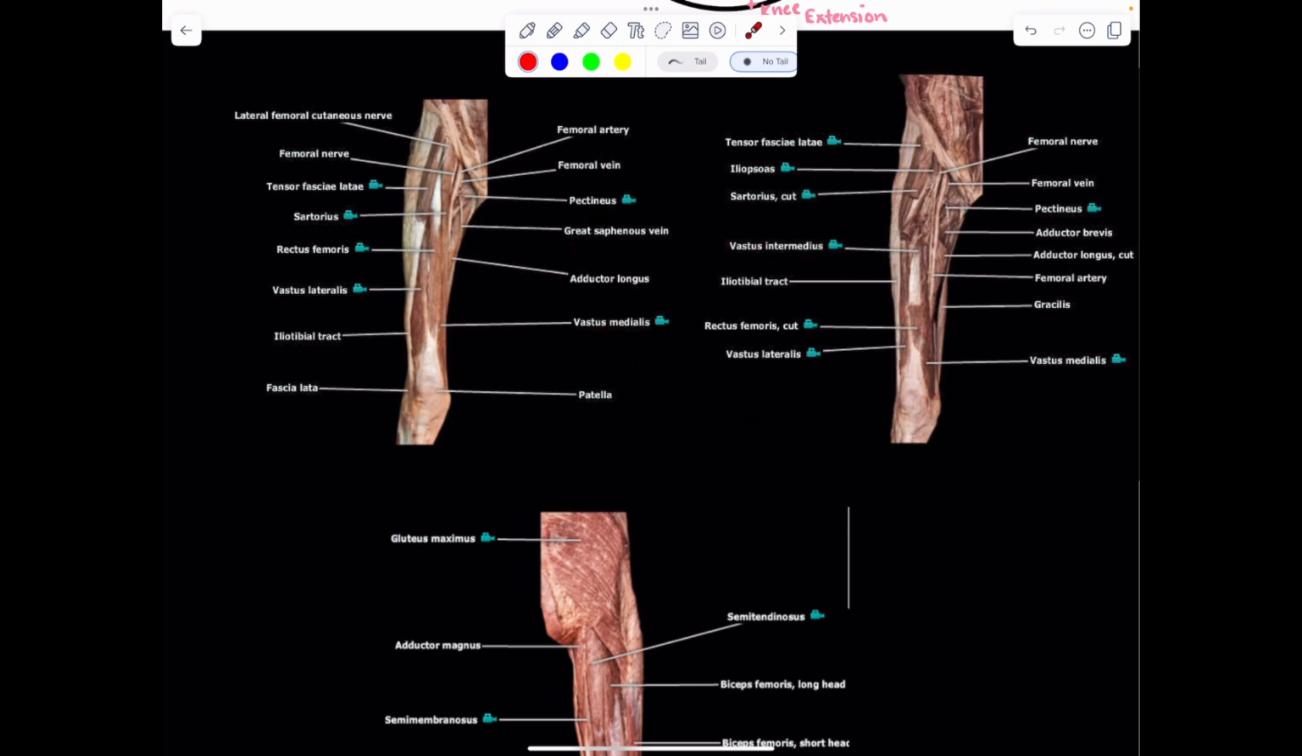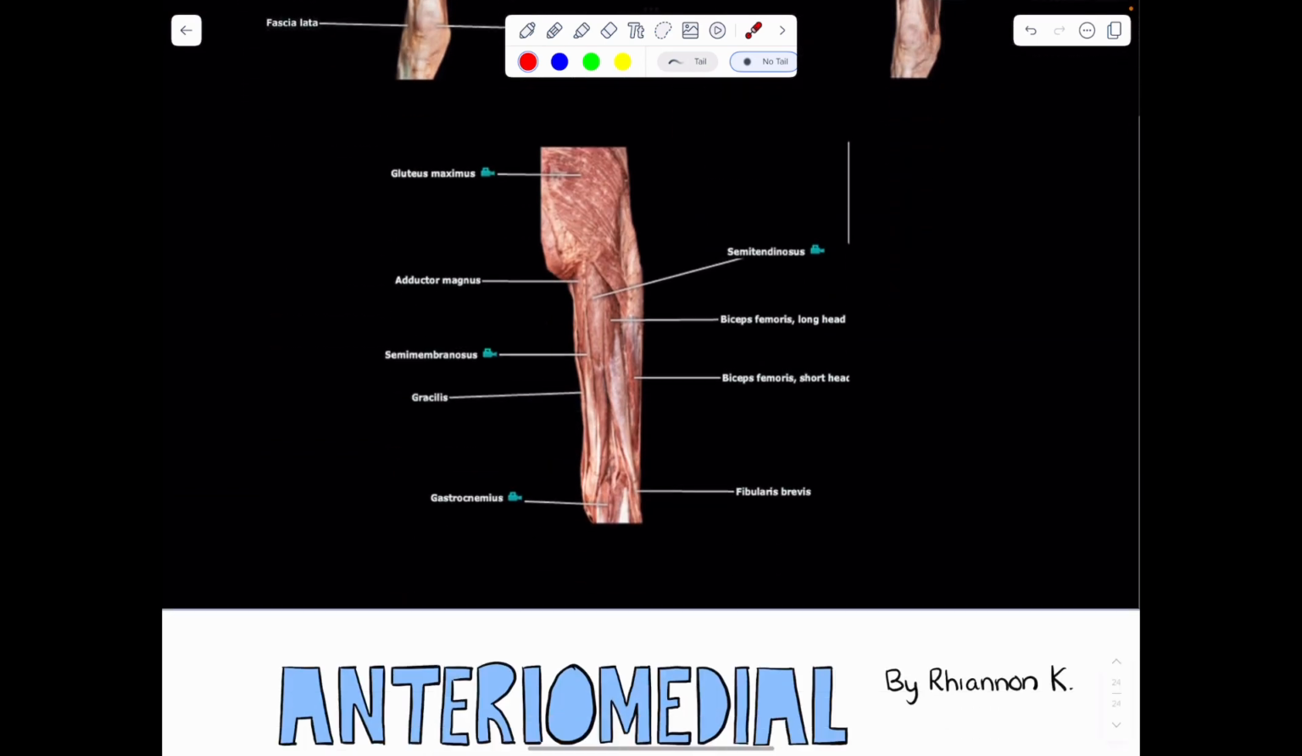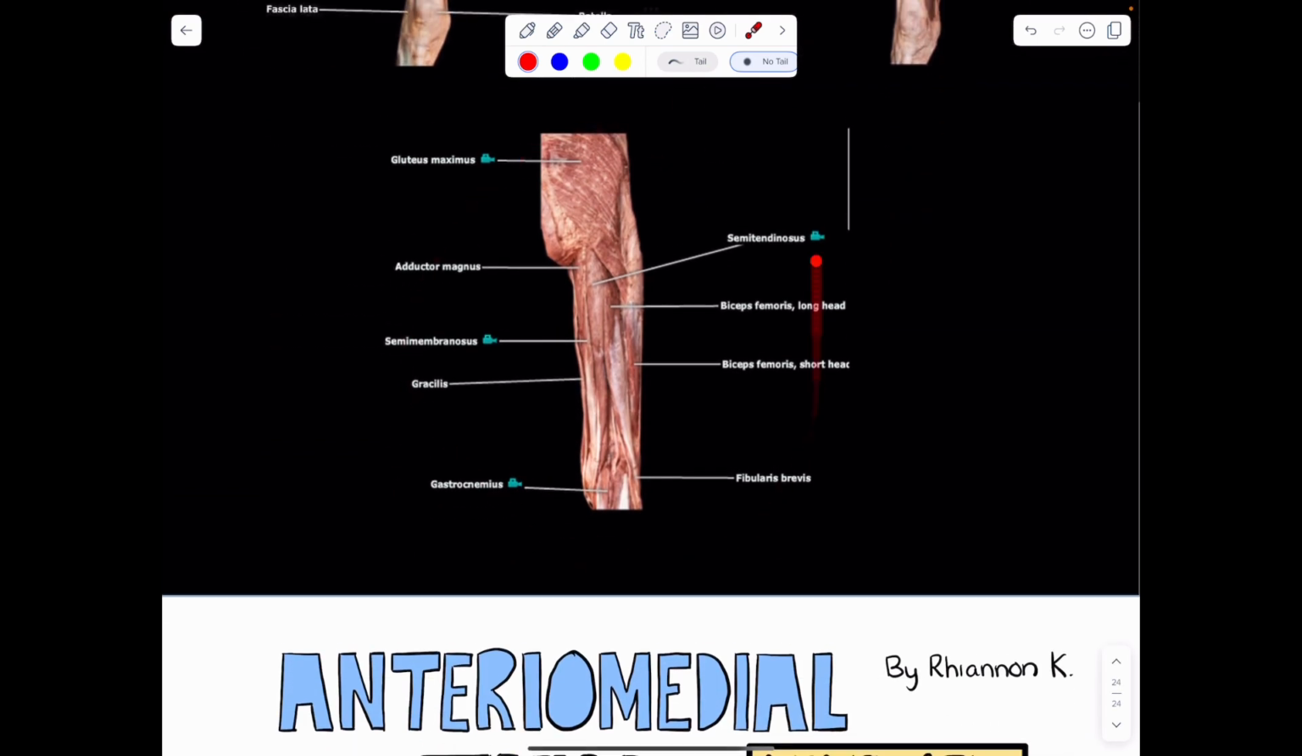In the medial compartment, the main ones I want you to focus on are adductors longus and brevis and our gracilis. When we're looking at the posterior leg, we have our 3 muscles that make up our hamstrings. That's important to know. Semitendinosus, semimembranosus. So the most medial one is semimembranosus, then semitendinosus, and then biceps femoris.